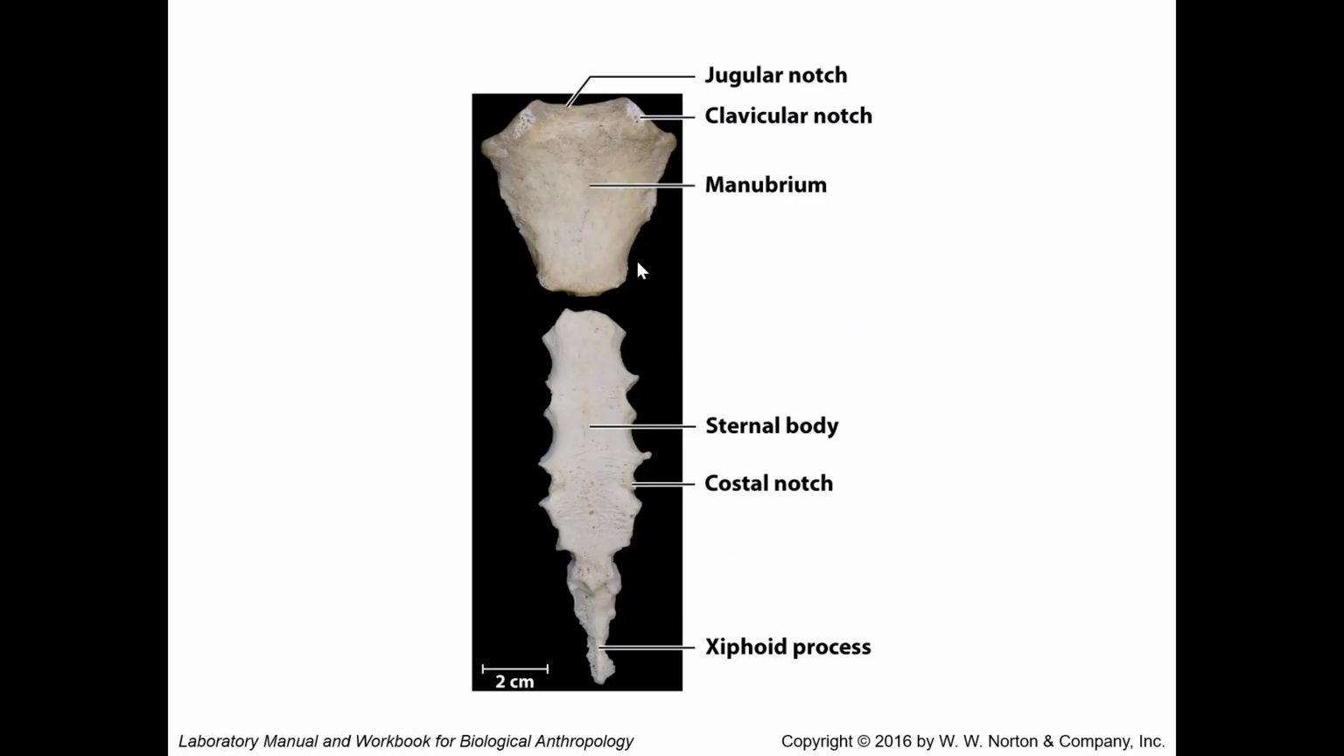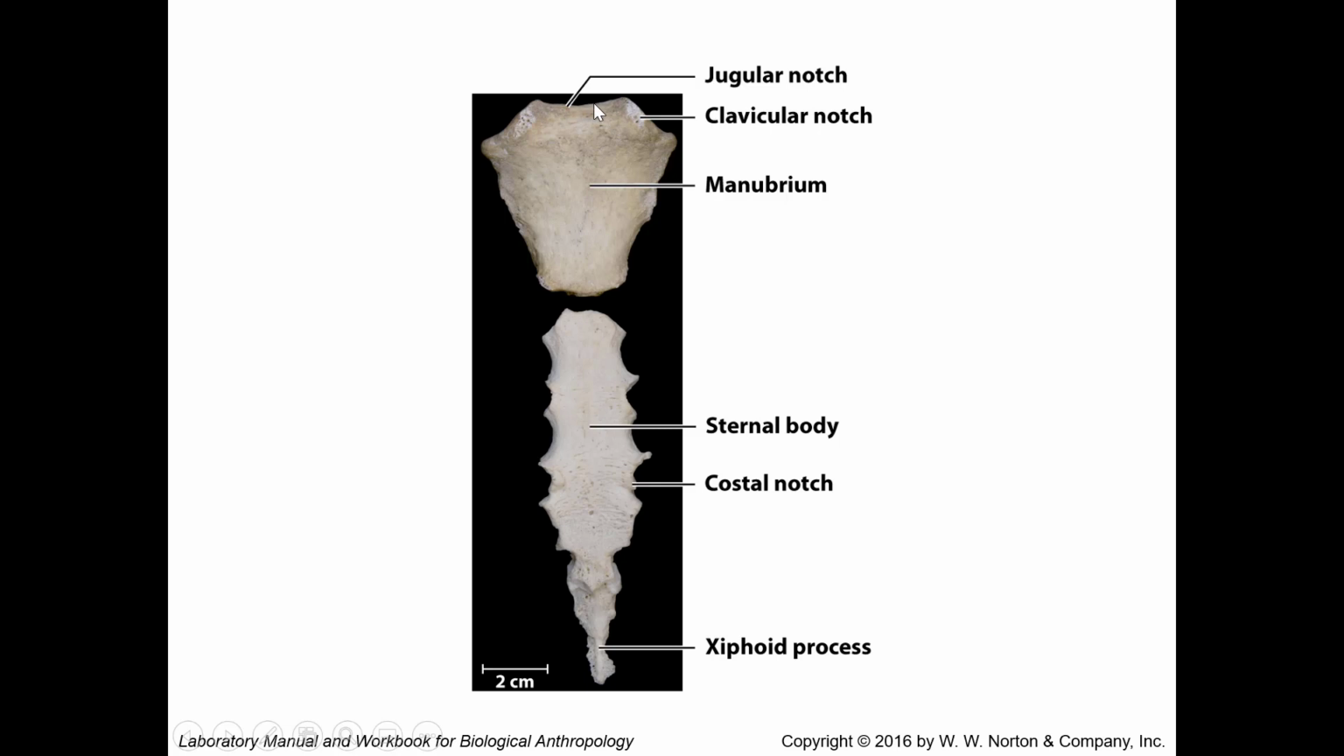So the manubrium, right up here, is the most superior of these bones. It is a triangular shaped bone, and it has a clavicular notch right here, and just on each side to articulate with our clavicles. The other thing it has is a jugular notch.